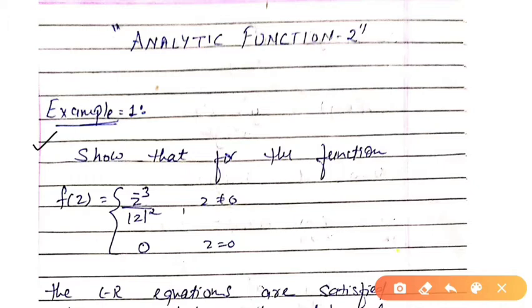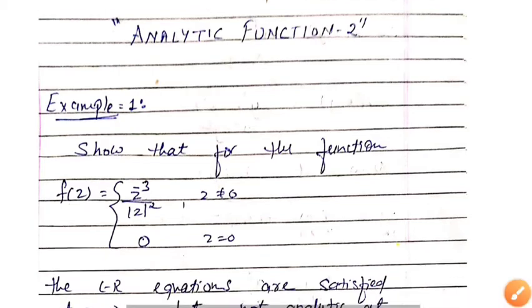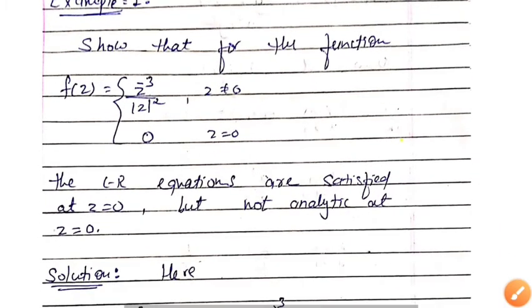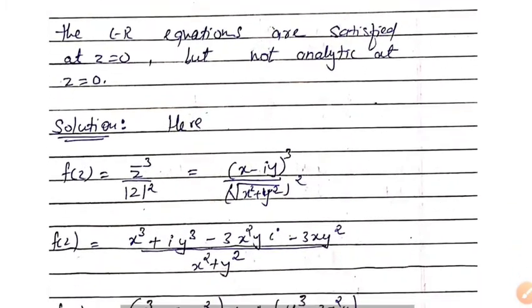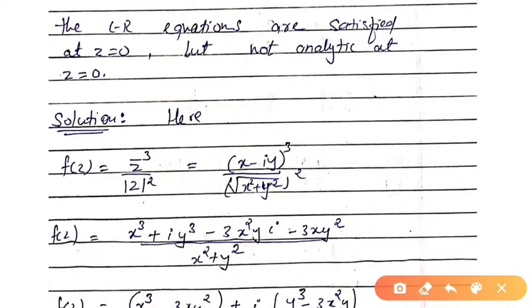The question is: show that for the function f(z) equal to z bar cube upon mod z square for z not equal to 0, and the function is 0 for z equal to 0, the CR equations are satisfied at z equal to 0, but the function is not analytic at z equal to 0.